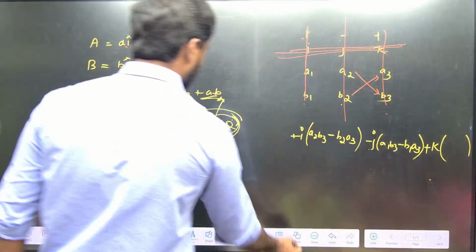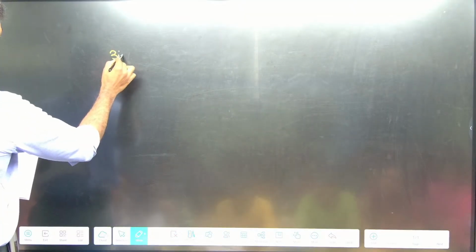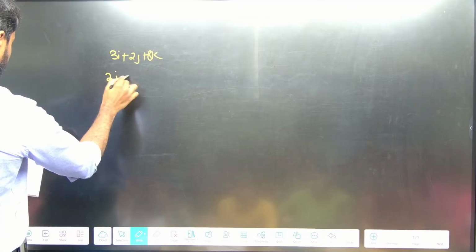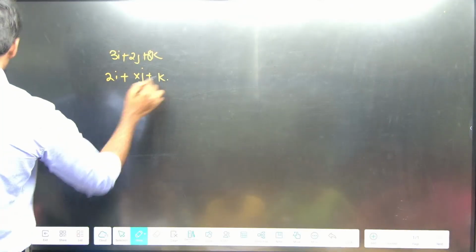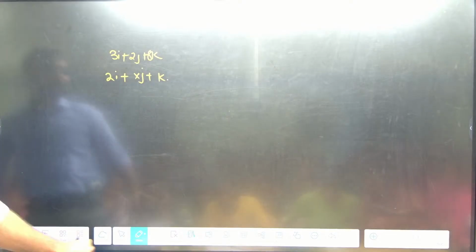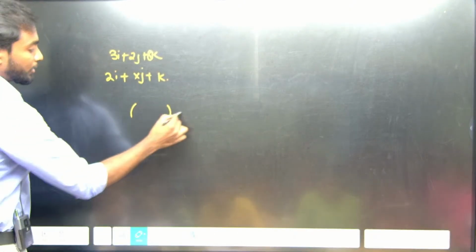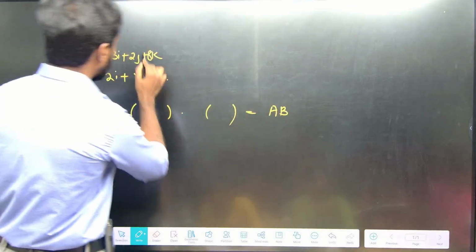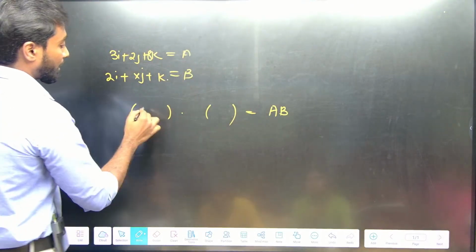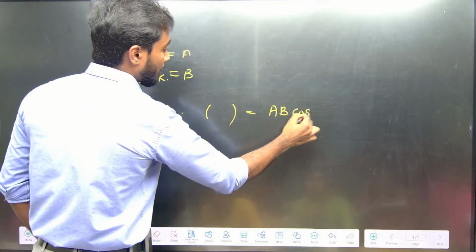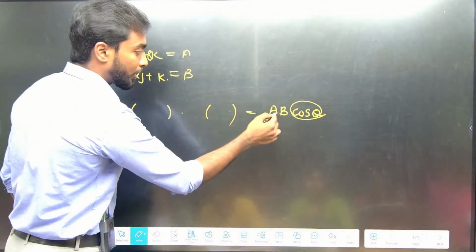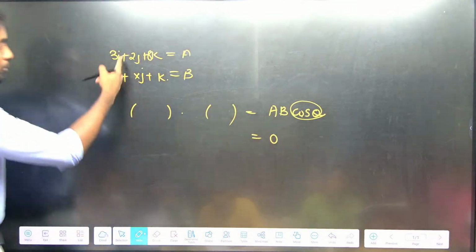See, listen here. 3i plus 2j plus 8k and 2i plus xj plus k. The angle between them is 90 degrees. So if I do a dot product for both of them, this is A and this is B, A dot B will be equals to AB cos theta. So cos 90 is 0, and 0 into something is 0.